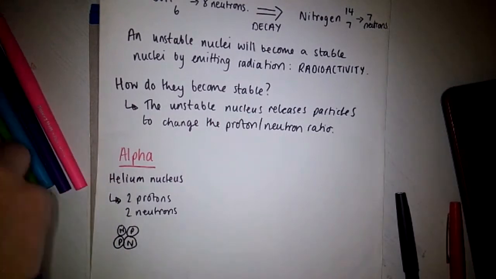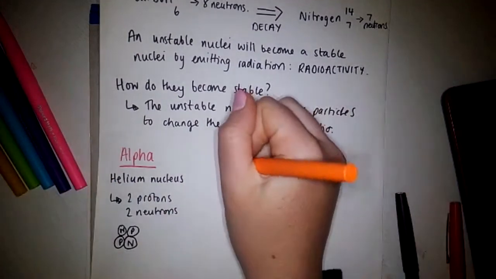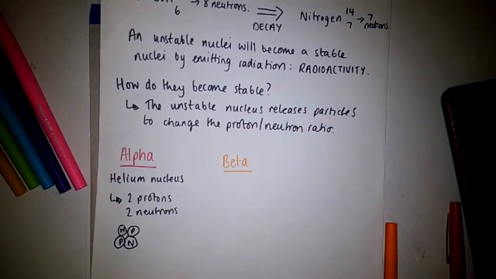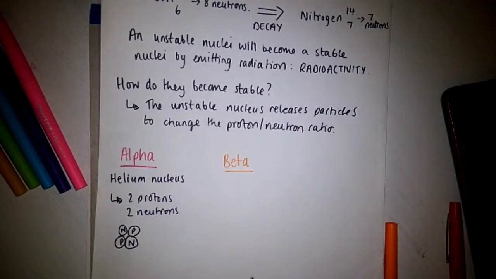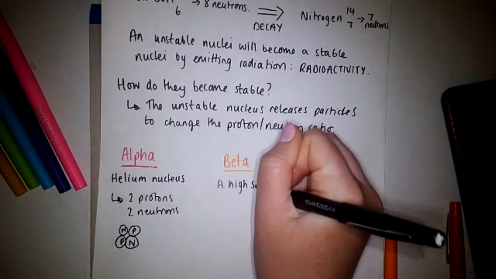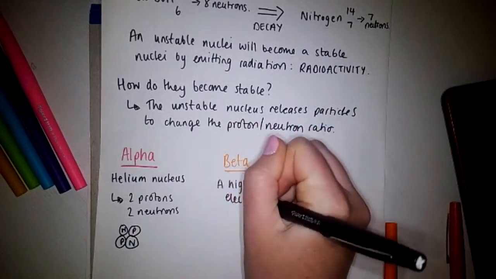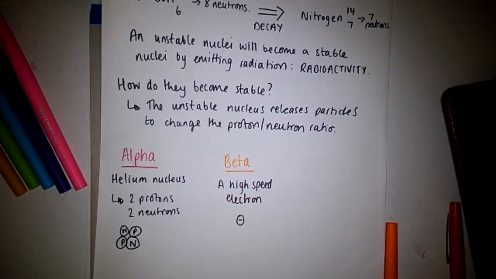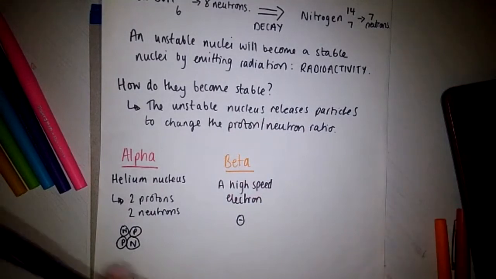So next up, we've got our beta particle. And a beta particle is literally an electron. More specifically, it's a high-speed electron. It's moving extremely fast. So a beta particle is the exact same as a high-speed electron. And that can be represented as an electron. Literally, that's it. So a beta particle is a high-speed electron. And again, that's all it is.